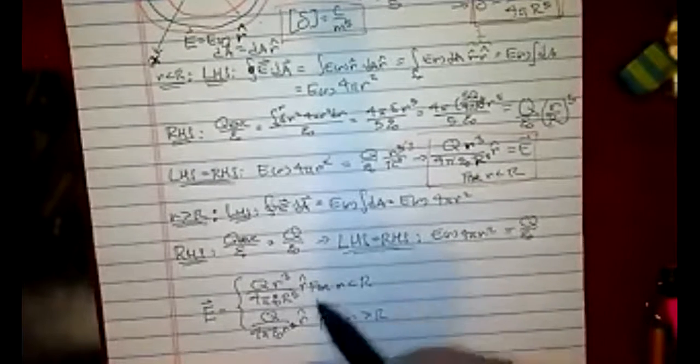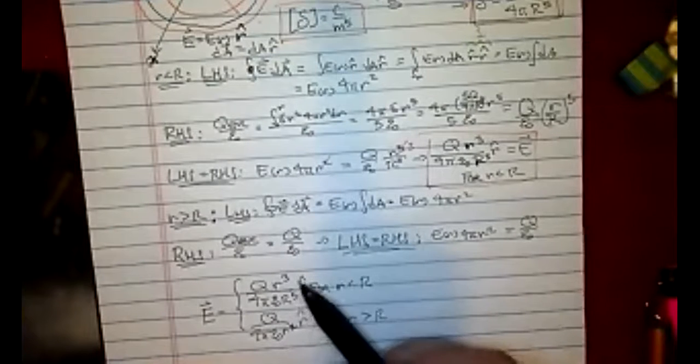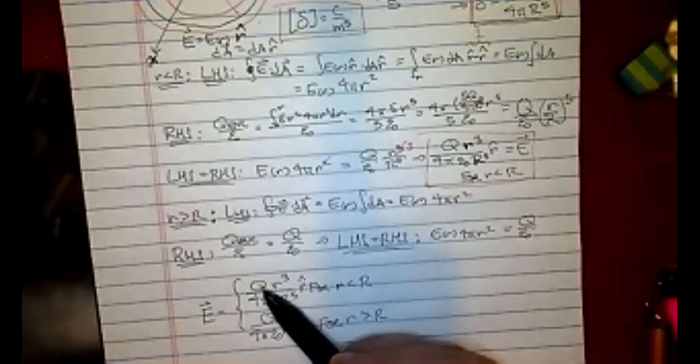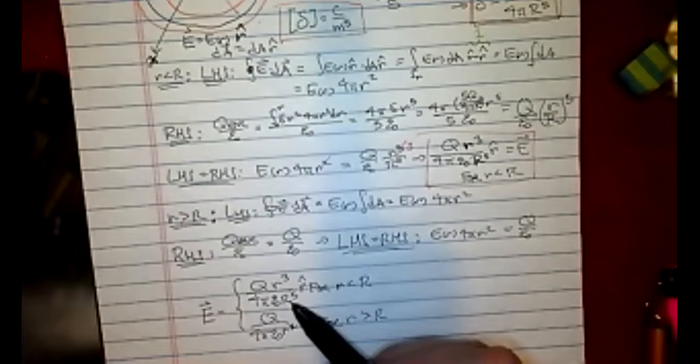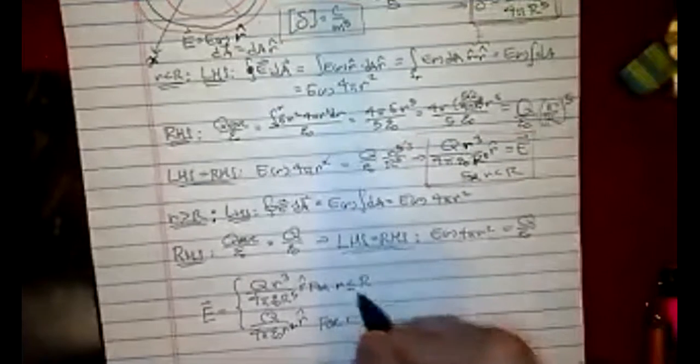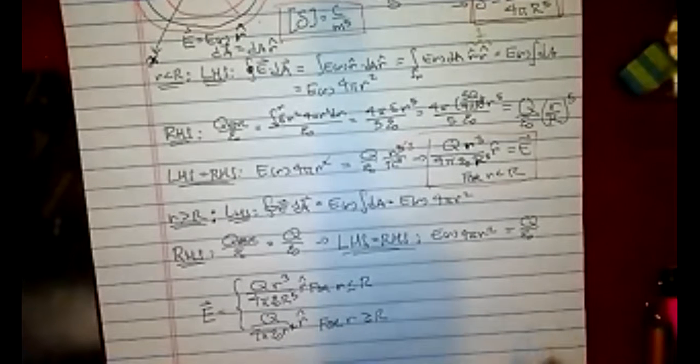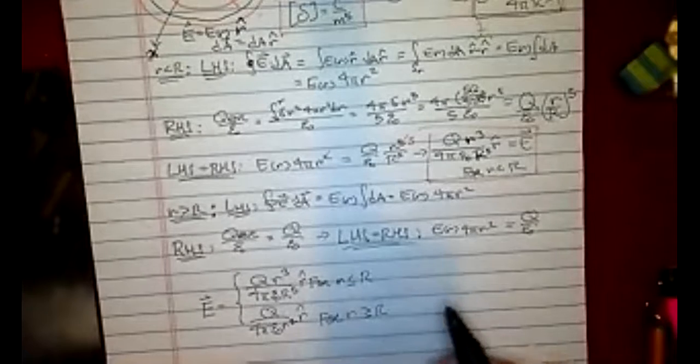Now, here's the deal. If I plug in a big R for r here, you see what's going to happen. I will get big R cubed over big R squared. So it's just Q over 4 pi epsilon naught big R squared. So in fact, this electric field is continuous at that boundary. That is the actual piecewise function for the electric field.